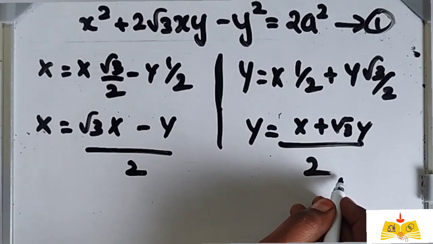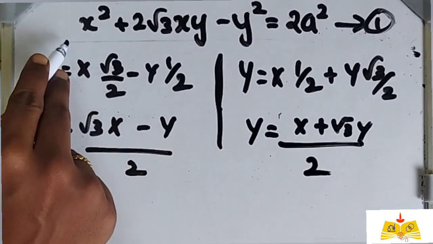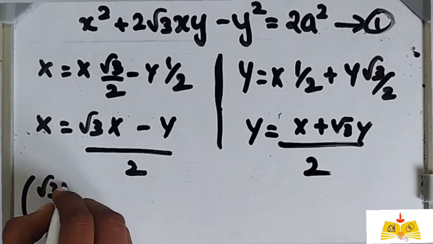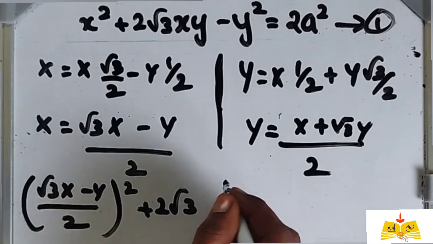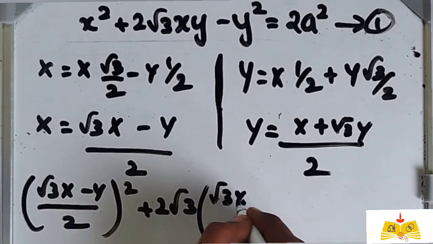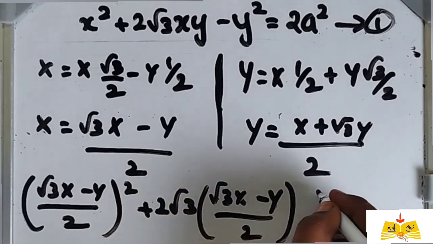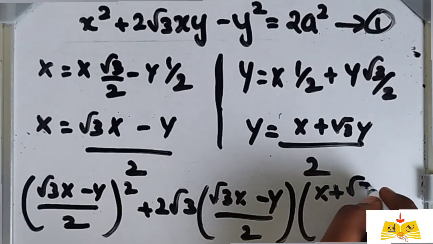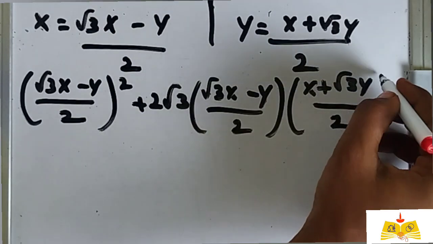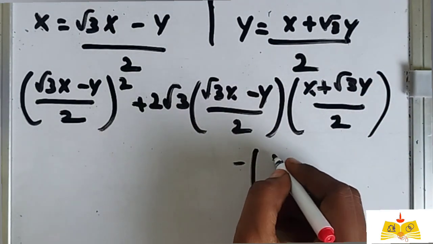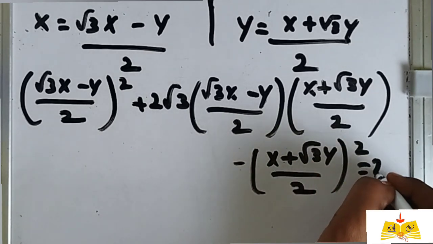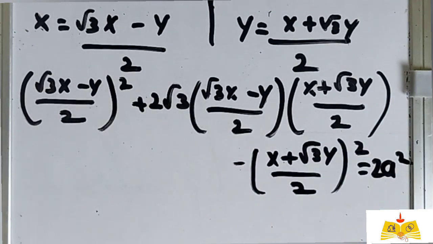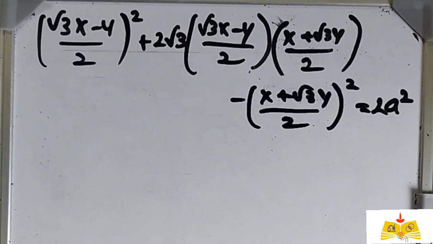Okay, we are going to substitute this x and y in equation 1. What is equation 1? The original equation which is given, right? So x will be replaced by root 3x minus y divided by 2, the whole square, plus 2 root 3 multiplied by root 3x minus y divided by 2 multiplied by x plus root 3y by 2, minus y squared, so x plus root 3y by 2 the whole squared, which equals a squared. We have this equation after substituting.